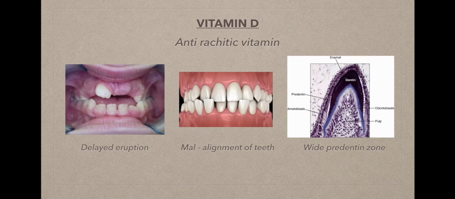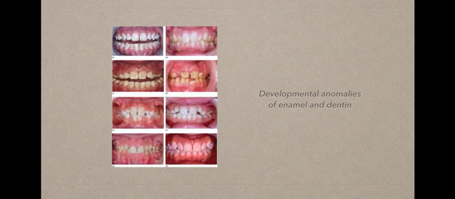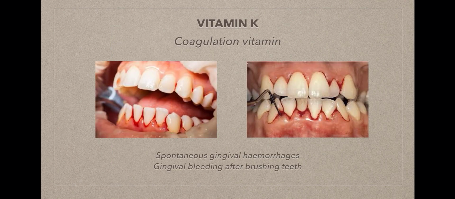Next, we move on to vitamin D, which is also called the anti-rachitic vitamin. Here we can see delayed eruption, malalignment or malocclusion of the teeth, a wide predentin zone, and also certain developmental anomalies of enamel and dentin. Next, vitamin K, which is also called the coagulation vitamin. Due to deficiency of this vitamin, it can majorly cause spontaneous gingival hemorrhages and also gingival bleeding after brushing our teeth.